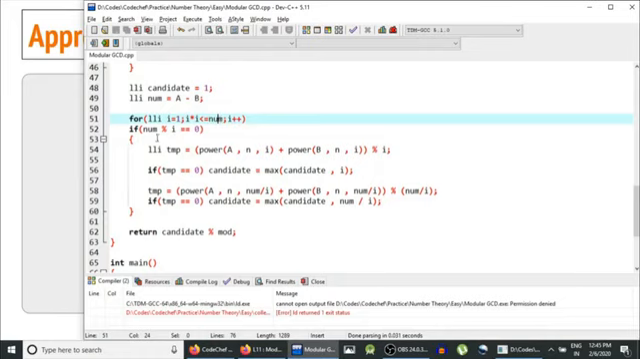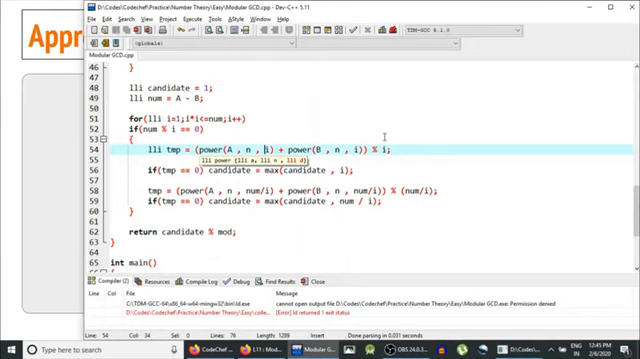divisors. If num is divisible by i, i is a divisor of num, and then we would check whether i is also a divisor of a raised to power n plus b raised to power n. How can we do that? We can do that by applying modular exponentiation. If a raised to power n modulo i plus b raised to power n modulo i, and then whole modulo i, is equal to 0, that means i is also a divisor of a raised to power n plus b raised to power n. So i is basically a candidate. If i is a candidate, we are maximizing the candidate, so candidate is equal to maximum of candidate comma i.